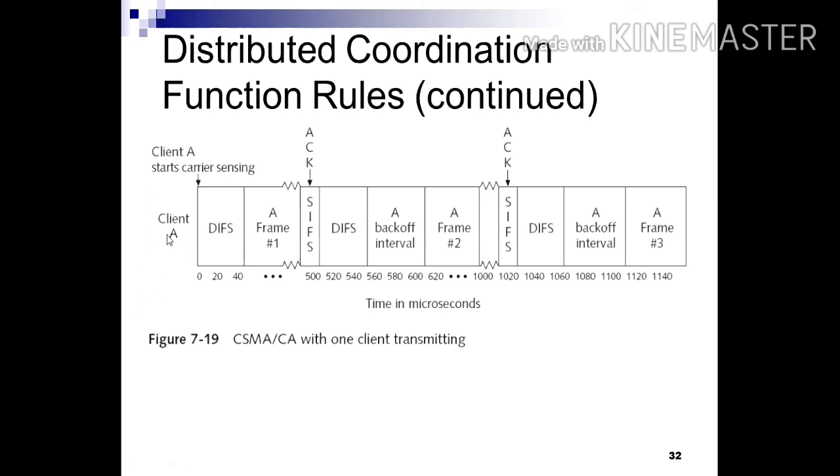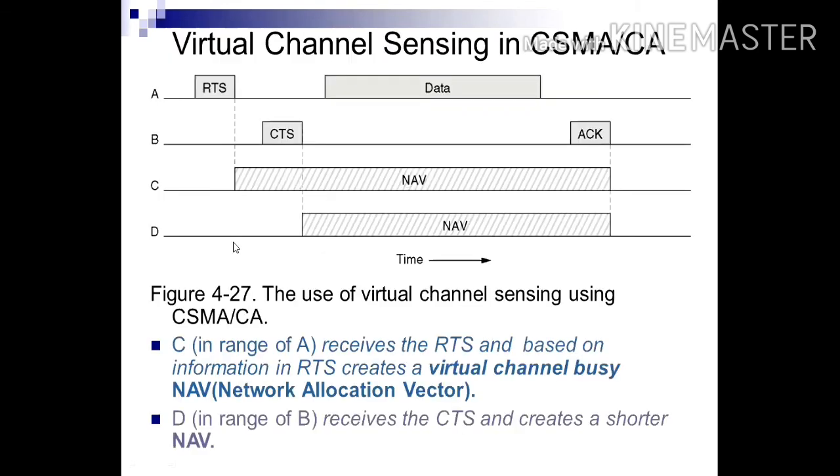This axis shows time in microseconds, and on this axis there is a client. As the client starts sensing the medium and the medium is idle, though the medium is idle, it won't send data. It will wait for some time, which is 50 microseconds, and that timing is called DIFS, the inter-frame spacing.